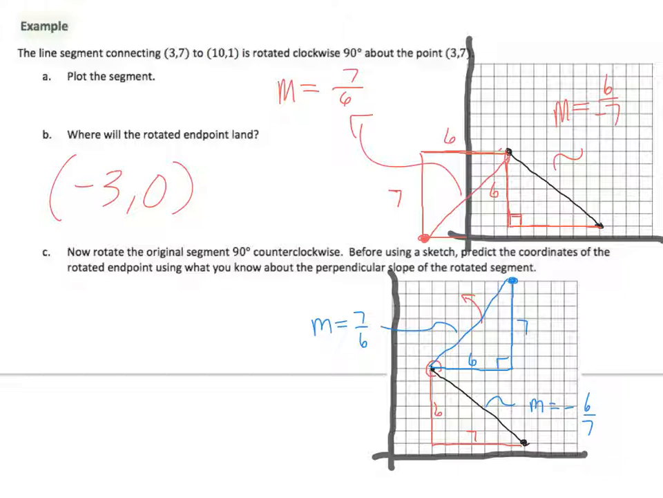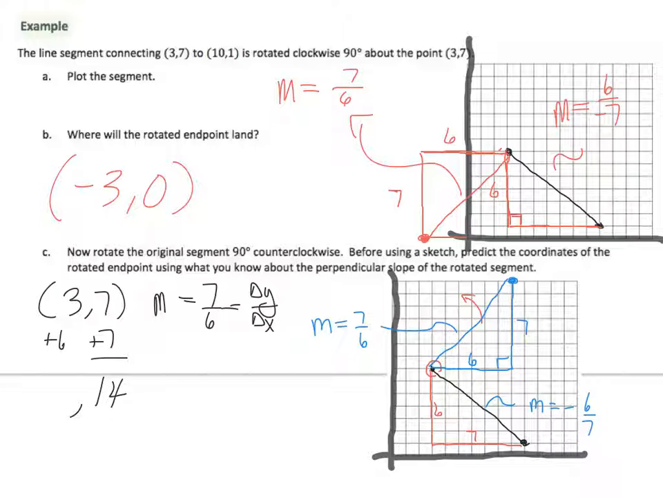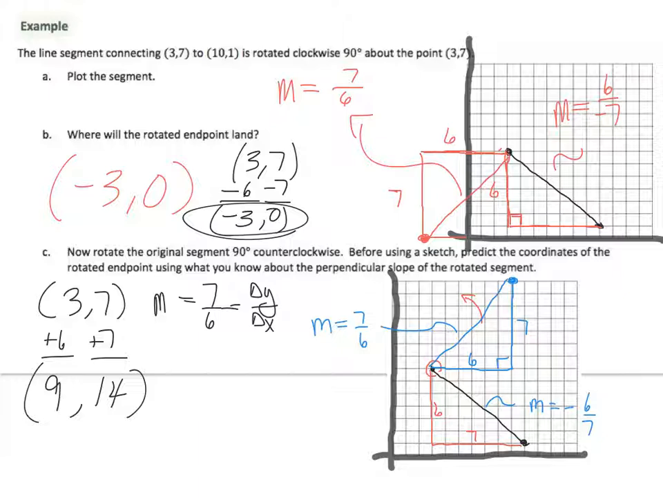So if I look at my original point, we started out with an ordered pair of (3, 7), and we rotated it. Our line segment has a slope of 7/6. This is going to be my change in y over my change in x. So I really can add 7 to my y and 6 to my x to get a new ordered pair of (9, 14). Just another way to figure it out without actually drawing the rotation, right? And it works here. If my original point was (3, 7), I'm subtracting 6 to get negative 3 and subtracting 7 to get 0. I get my new ordered pair, right?